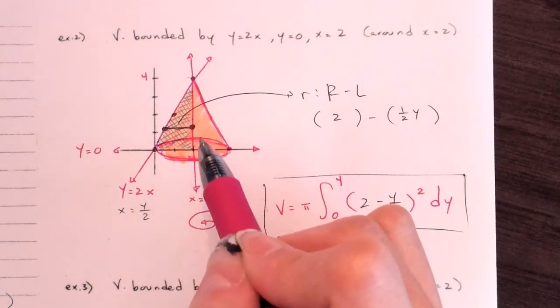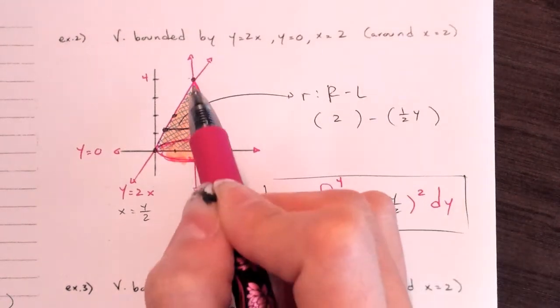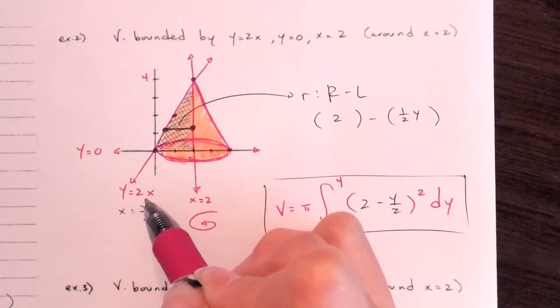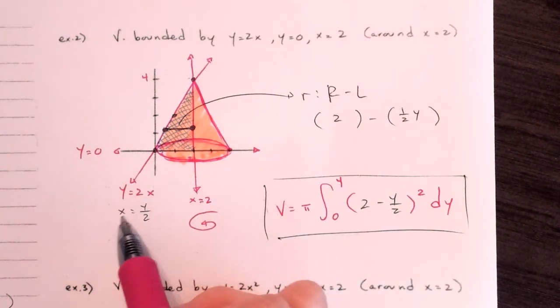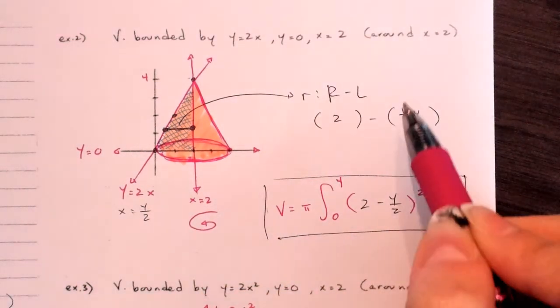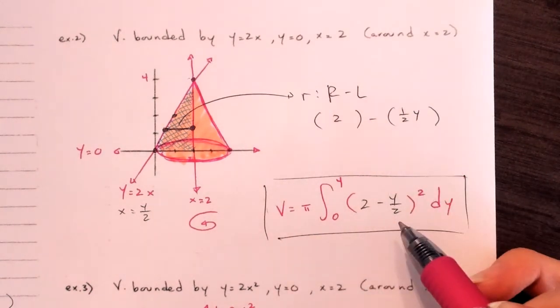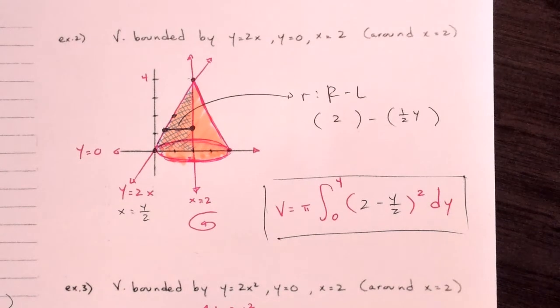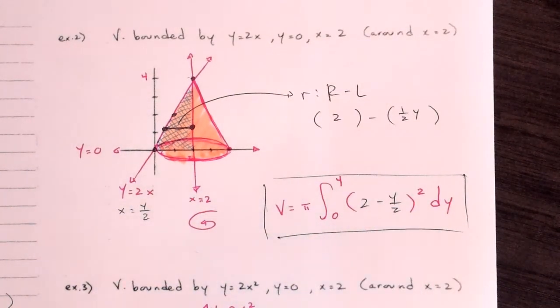The right is this line, x equals 2, so there's my 2. The left is this line, y equals 2x, but I can't put a 2x in here. I'm in terms of y. So I solve for x, and then I get 1/2 y, or you can say y over 2. So 2 minus y over 2. There you go. Done.